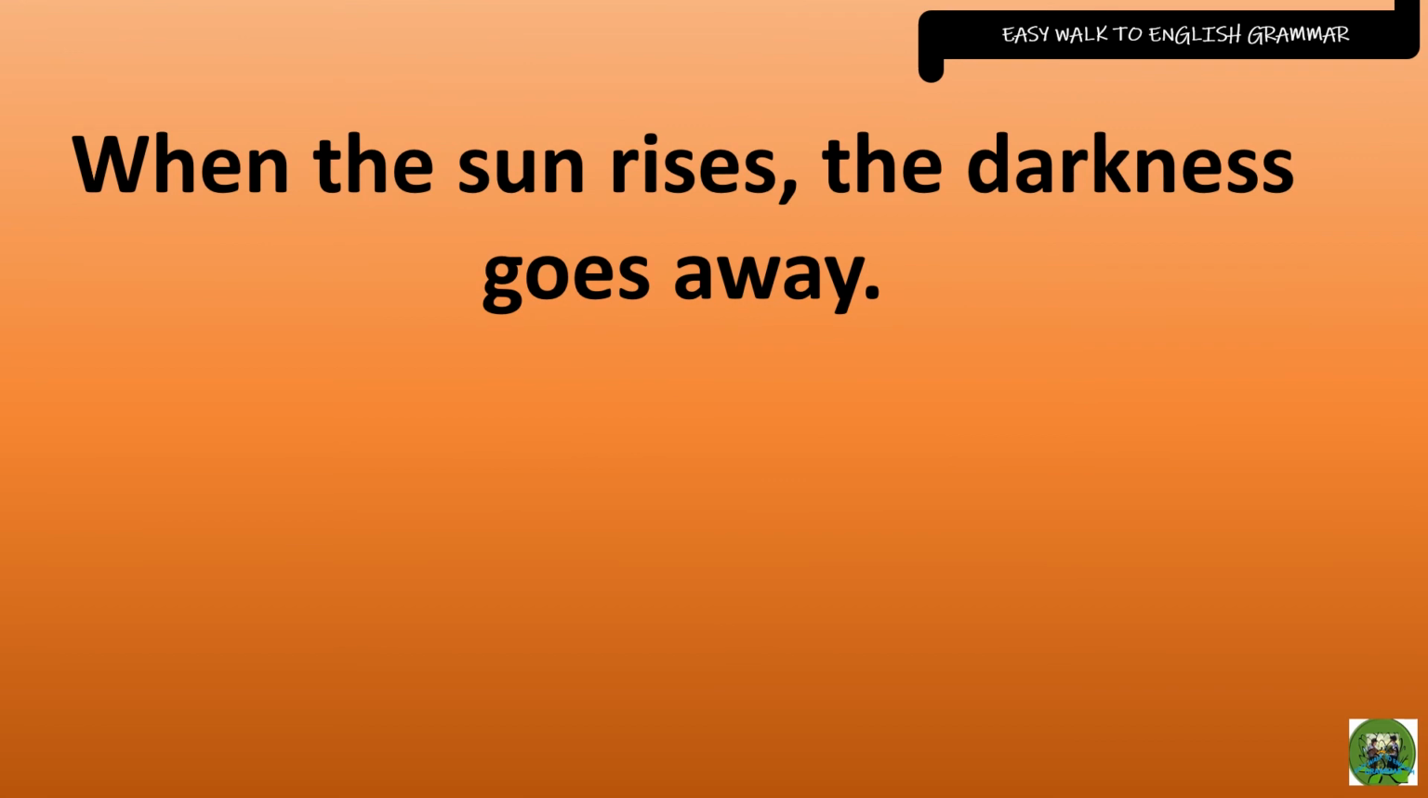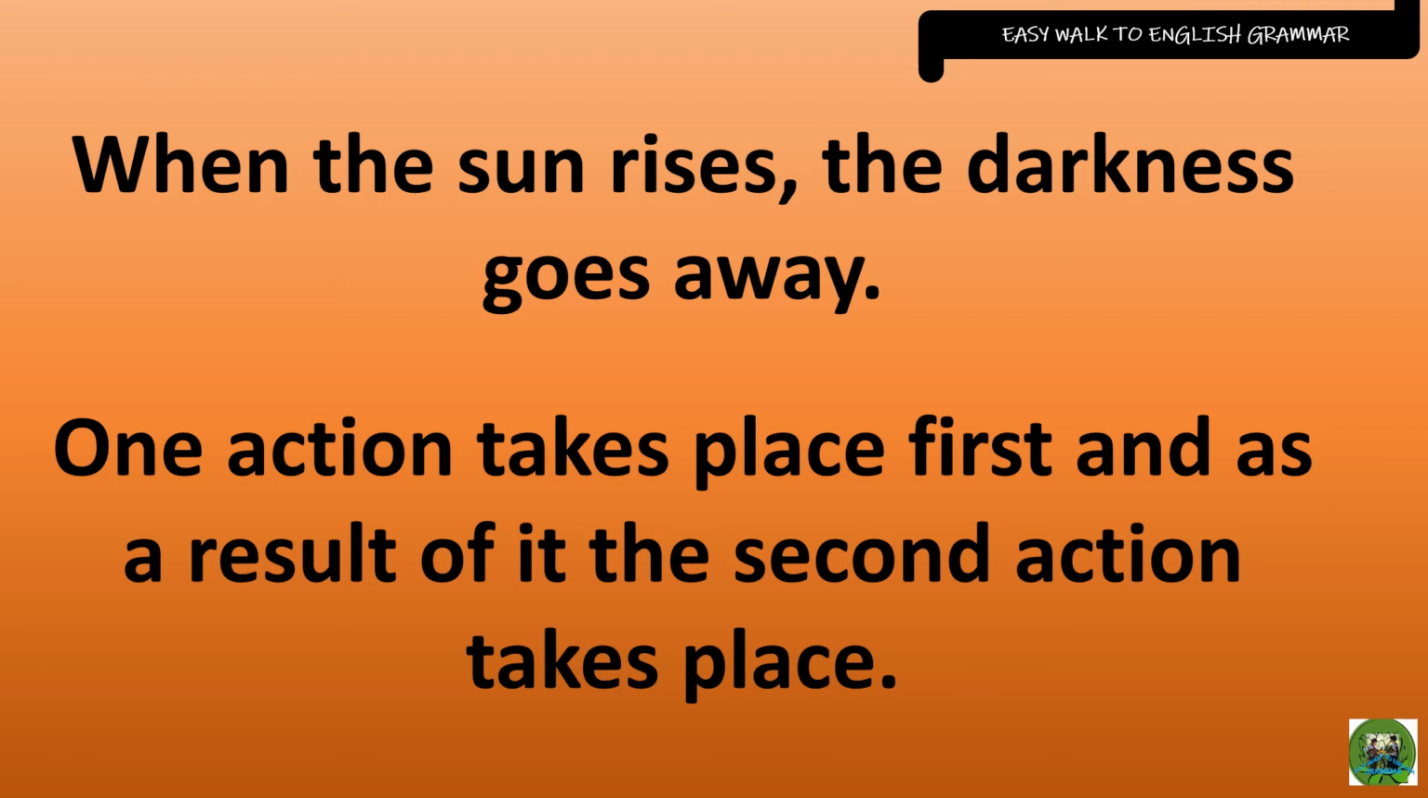In this sentence, when the sun rises, the darkness goes away. Let's look into what sense the word when gives us here. It gives us that when one action takes place first, the other action happens after that. One action takes place first, and as a result of it, the second action takes place. When the sun rises, the darkness goes away. The sun rises is the first action, and as a result of the sun rising, the darkness goes away. The darkness goes away is the second action, and that's the result of the first action. That's the indication that we get from the use of the word when. When the sun rises, the darkness goes away.